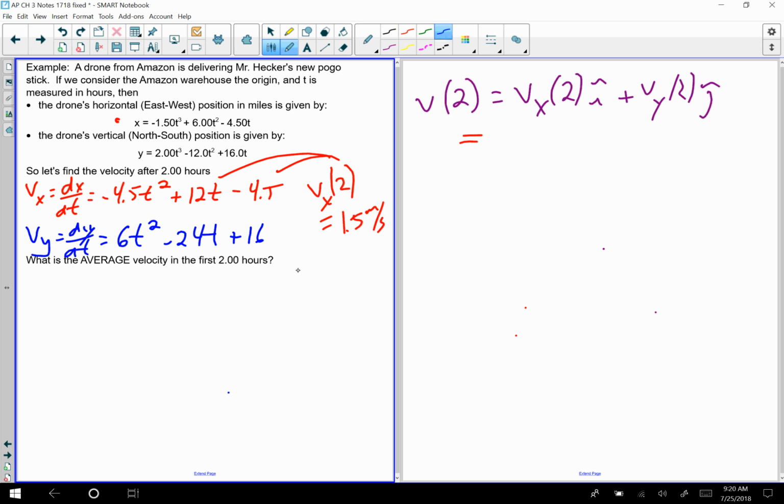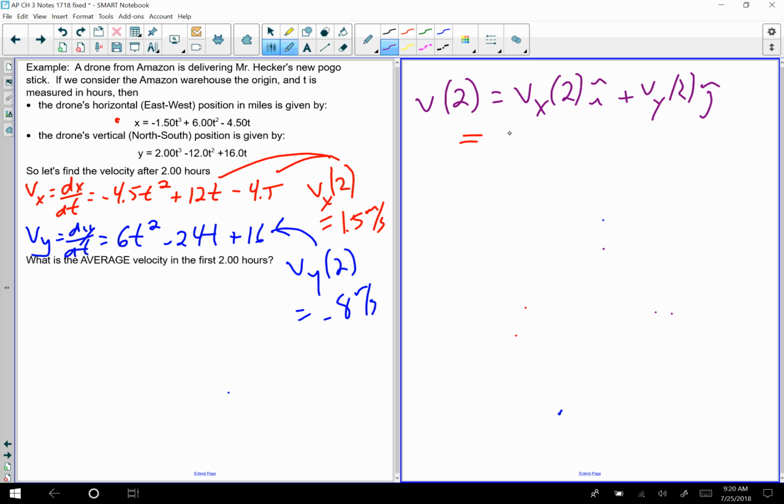All right, and similarly, if you find Vy after 2 hours by just plugging in 2 for your time, then you end up getting negative 8 meters per second. So the velocity after 2 hours then is 1.5 i minus 8 j, and then it's all meters per second.